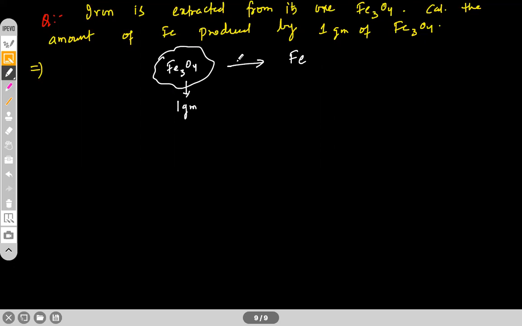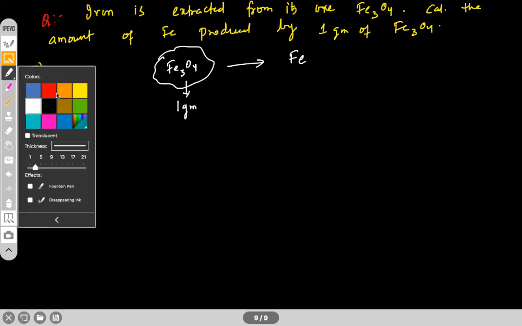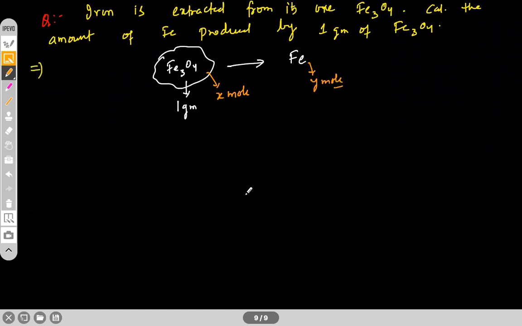So obviously we have iron. So we'll assume the number of moles of this, right? We'll assume the number of moles of this. And that is what I am assuming here. The number of moles of this is X mole. And for this, it is Y mole. Yeah, Pradyun, that is correct. Exactly right, Pradyun. Very good.